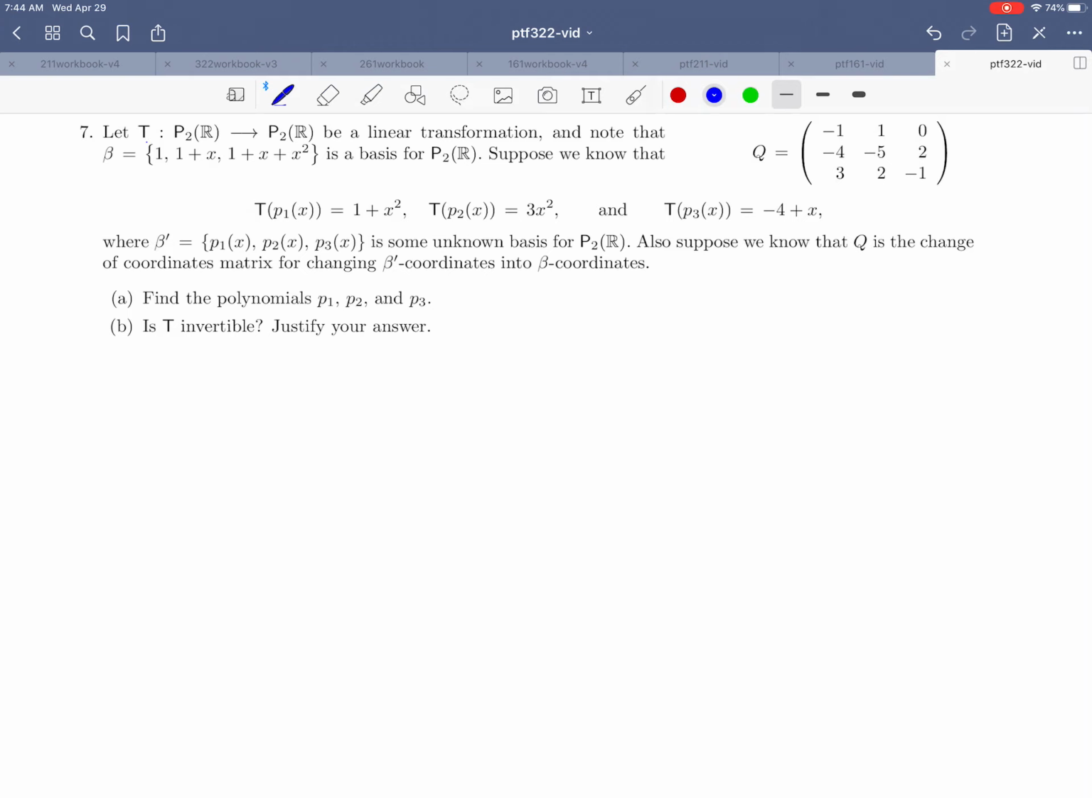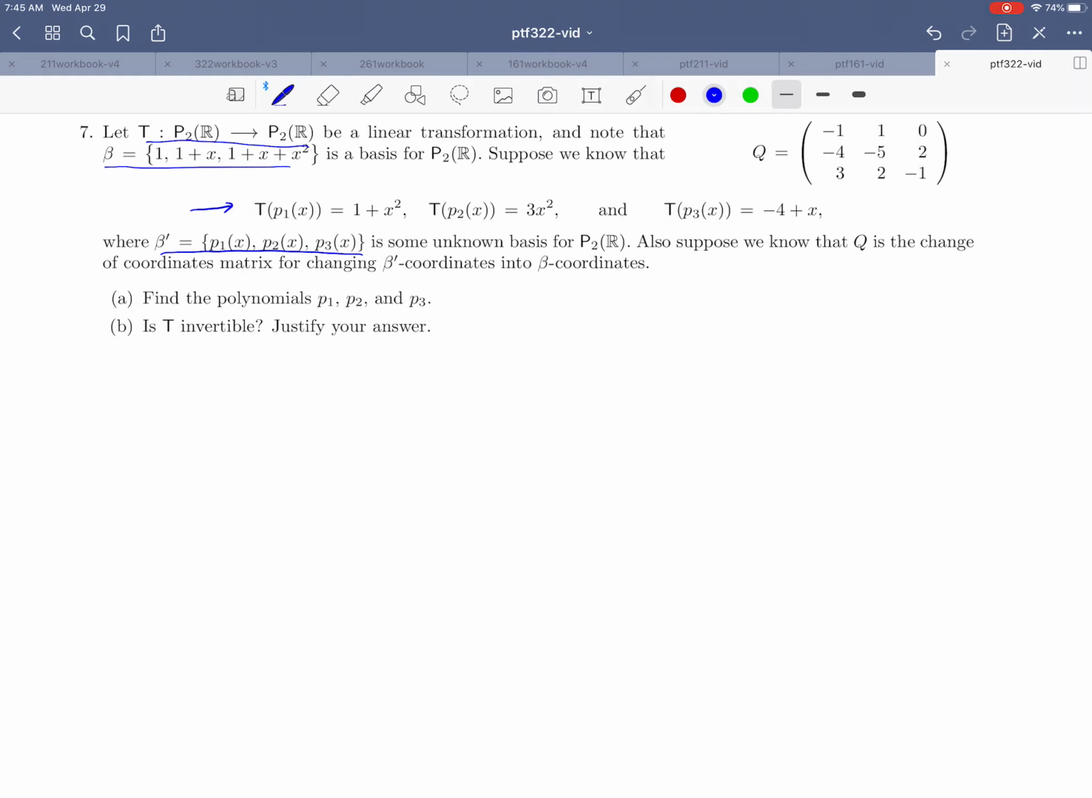So we've got a linear transformation T that's going from P2 of R to P2 of R, and they're giving us a basis for P2 of R consisting of those three polynomials. Notice that they don't give us a direct formula for T. They do give us some information about the function, though. They tell us that there are three polynomials p1, p2, and p3 that we can substitute in that give us 1 plus x squared, 3x squared, and negative 4 plus x out. But the catch is, all we know about those p1, p2, and p3 is that they form a basis for P2 of R, but we don't know what they are specifically. So that's what makes this problem challenging.